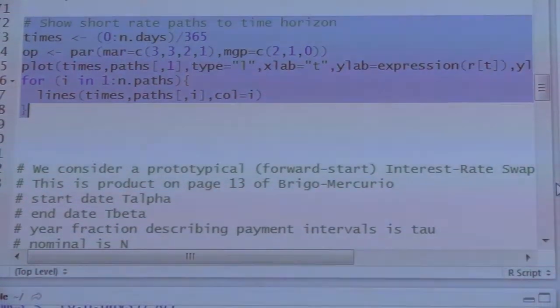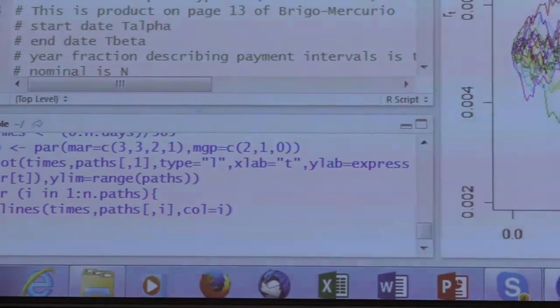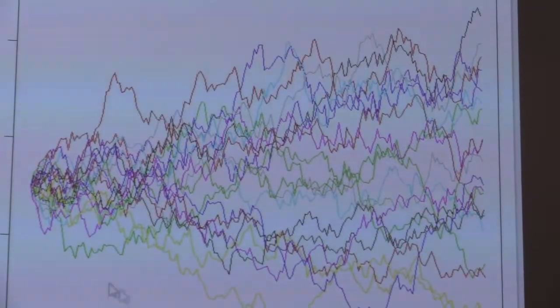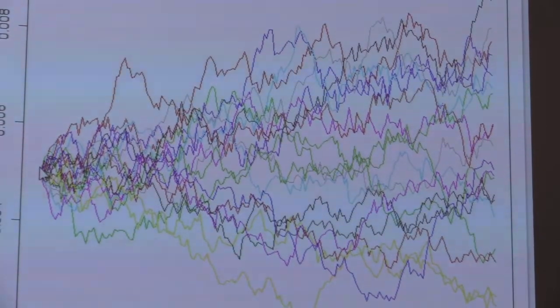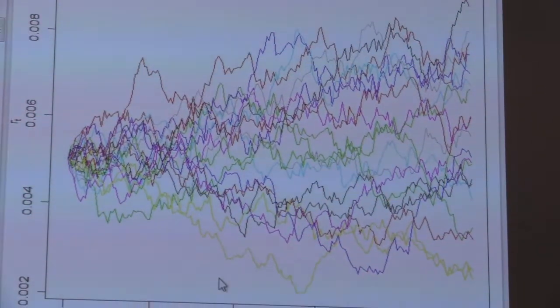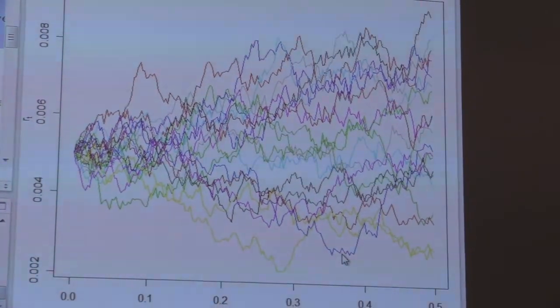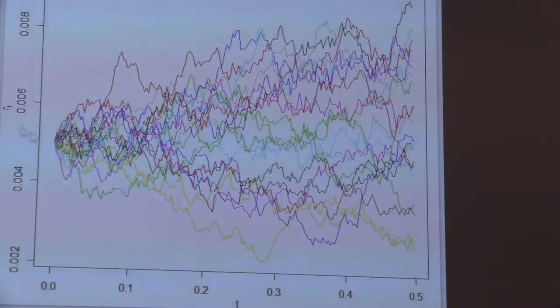So, by the way, you see that R works also under Windows. I have RStudio for R under Windows. And these are now 20 different interest rate paths. They all start at 0.5%, and then they wiggle around until 0.02%, and some of these paths are also rising.